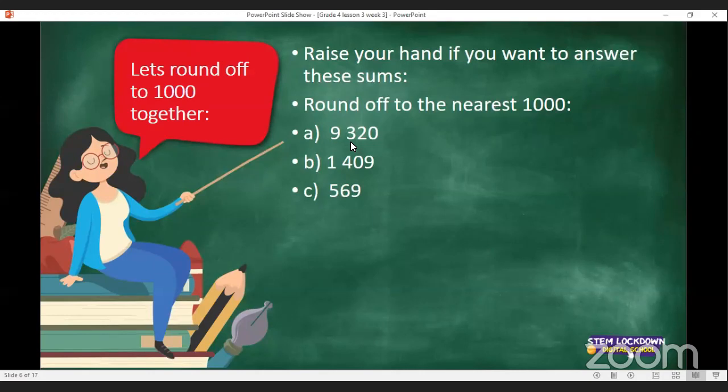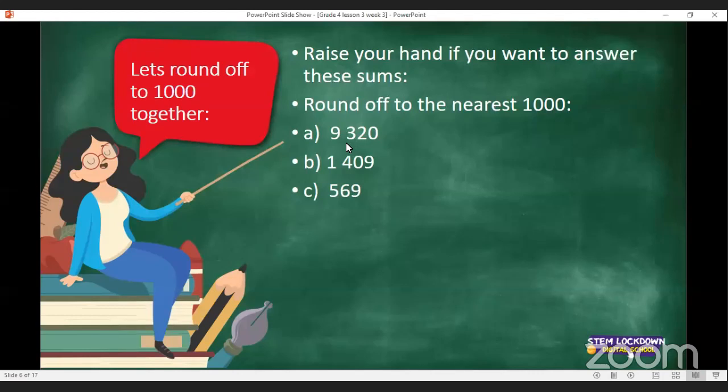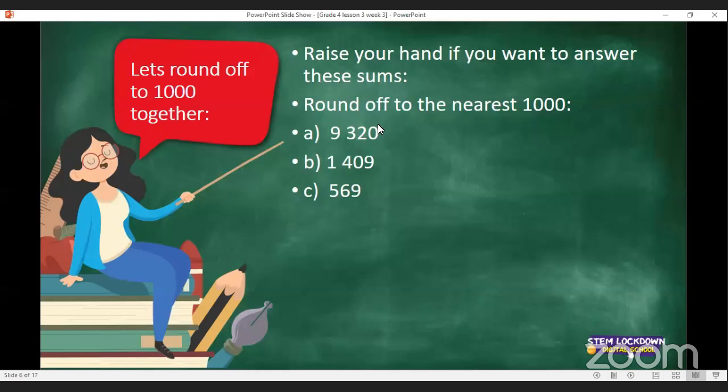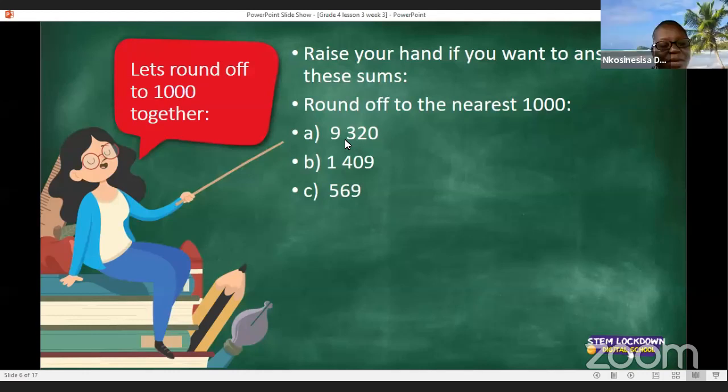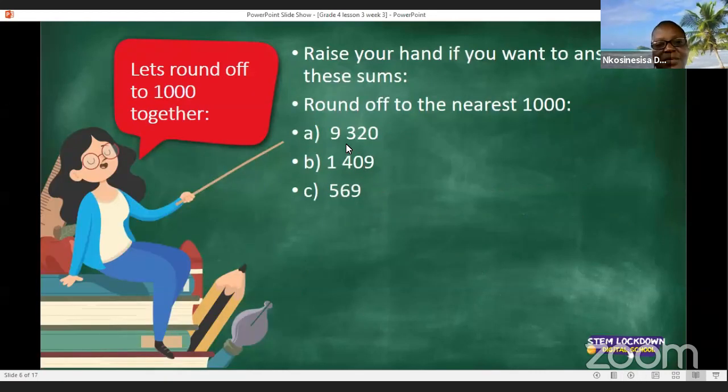3. Yes, it's 3. And then what do we ask ourselves about 3? What questions do we ask ourselves? Is 3 smaller than which number? Is 3 smaller than 9? Is 3 smaller than which number? Remember now, the rounding coaster says if 5 or more, we add 1, and then 4 or less, we let it rest. So is 3 smaller than which number?